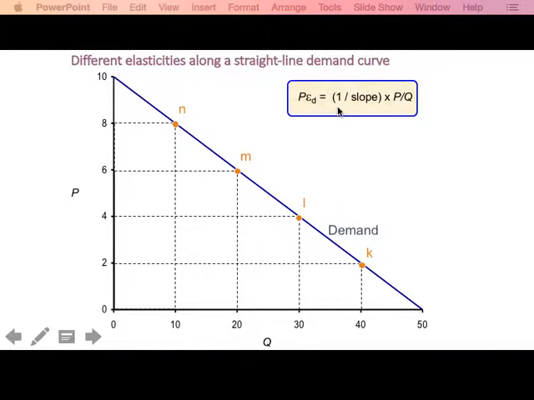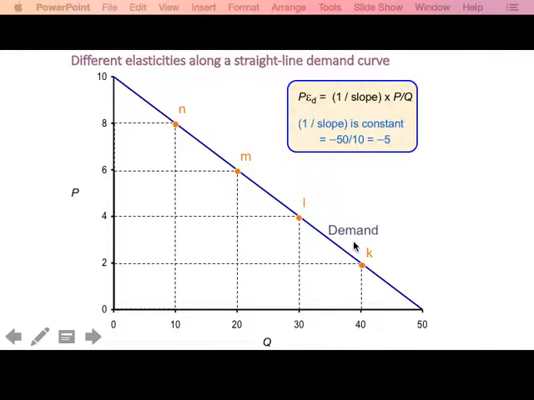What we know here is that 1 over slope is constant, right? It won't change at any point. It will be the same at any point, 1 over slope. But at each point, we have a different price and quantity combination. So price elasticity of demand naturally changes at each point as we go down along the curve. Look at this. So 1 over slope is minus 50 over 10. That is minus 5. It doesn't change at any point. N, M, I, K will have the same slope because it's a straight line.